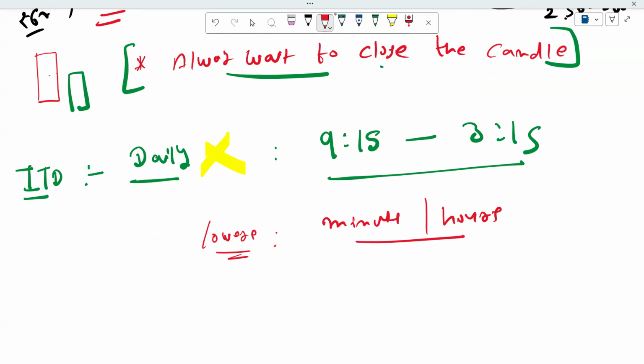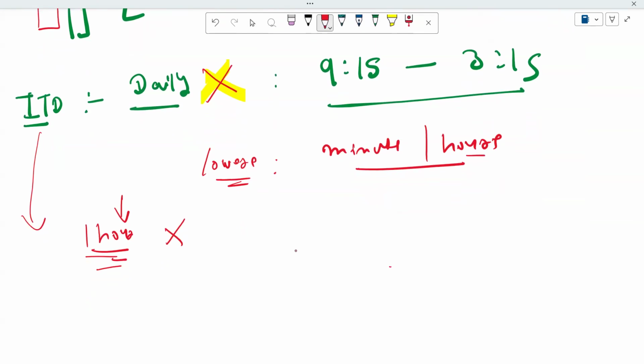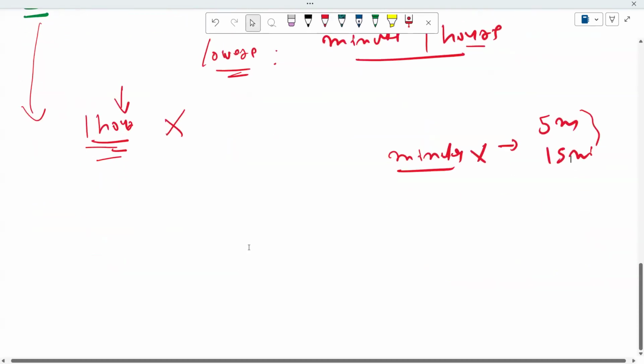So if I ask you about hourly candles, if you are doing intraday trader analysis, will you go for the hourly candle? No, because your candle will close only after 1 hour, and you cannot wait for 1 hour. So we cannot go for the hourly candle as an intraday trader. Neither daily will we use, nor hourly. So it is obvious that we are going to use minute candles for an intraday trade. In minutes we have the 5 minute candle or the 15 minute candle. These two minute candles we are going to use for the intraday trade.